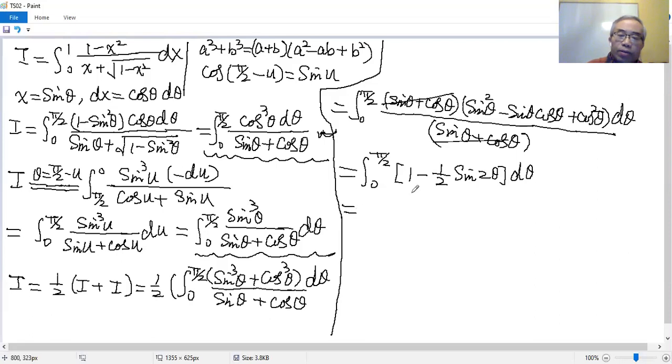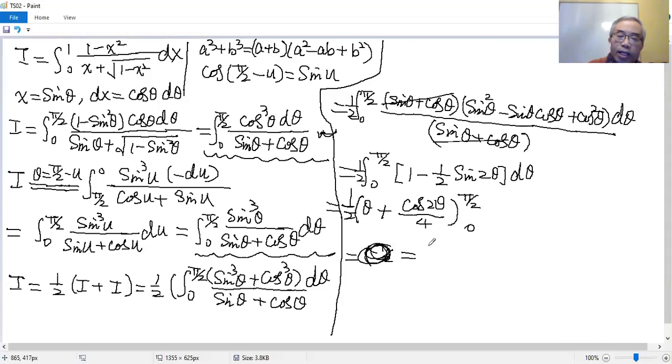We know the antiderivative of 1 is theta. The antiderivative of this one, the negative now becomes positive, cosine 2 theta over 4. And then we evaluate at pi over 2 and 0. So let's plug in theta equals half pi. Oh, don't miss a half. Sorry. And here we have half, and here we have half. Okay, yeah. So then we get half.